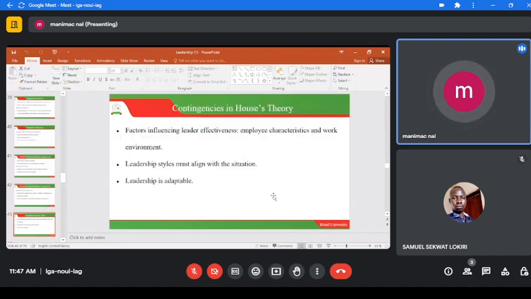Furthermore, we shall look at another theory, which is contingency theory. These are the factors that influence leaders to be effective. So employees have characteristics, and then they look at the work environment. So leaders or leadership style must align with the situation that employees are working in. They must adapt to the situation or the environment that their subordinates and they themselves are working in.